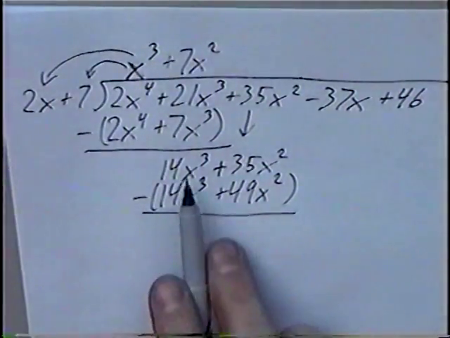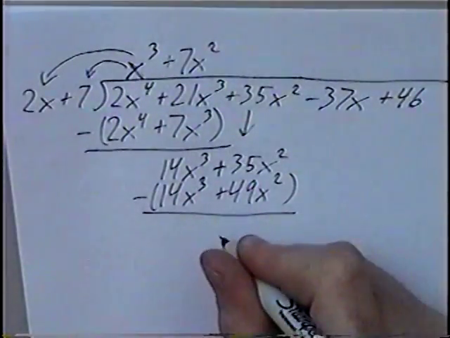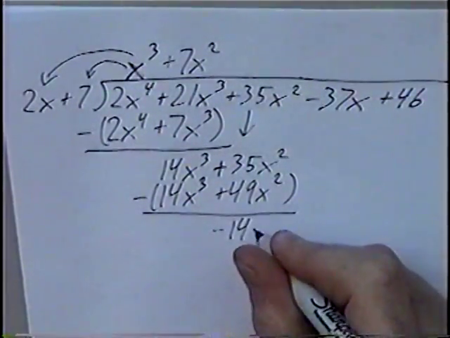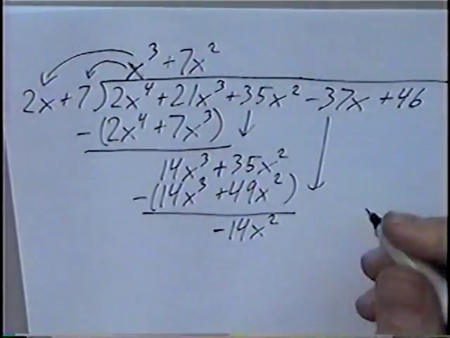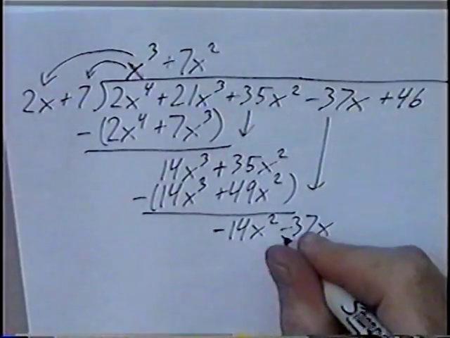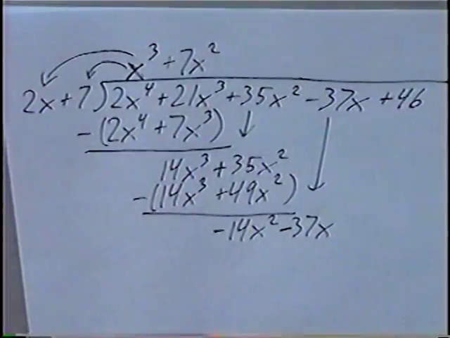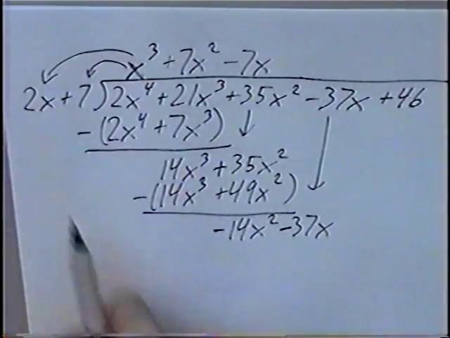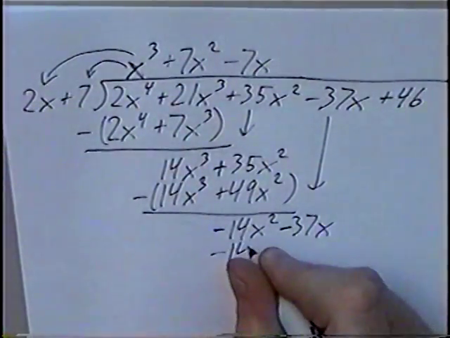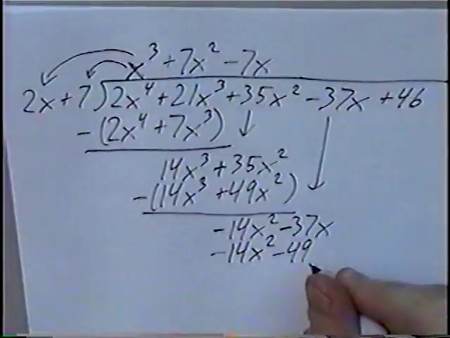Subtracting again, the first term should cancel. 35 minus 49 would be negative 14x squared. And bringing down the next term, negative 37x. 2x into a negative 14x squared would be minus 7x. Minus 7x times 2x would be negative 14x squared. And negative 7x times a positive 7 would be negative 49x.